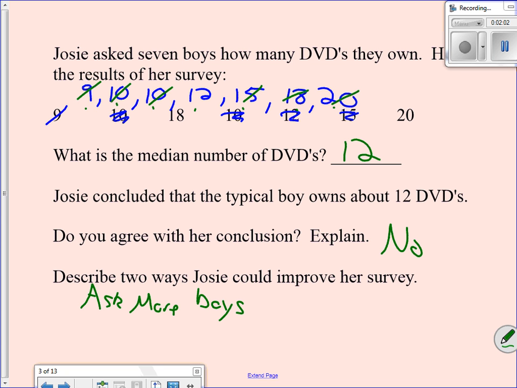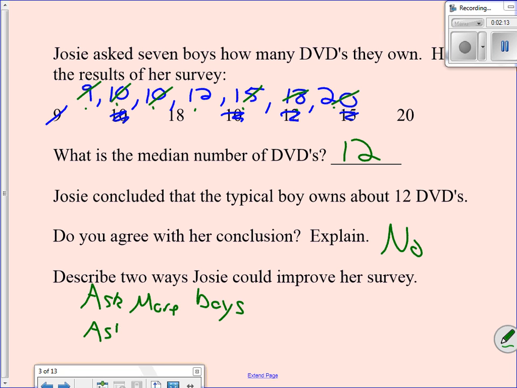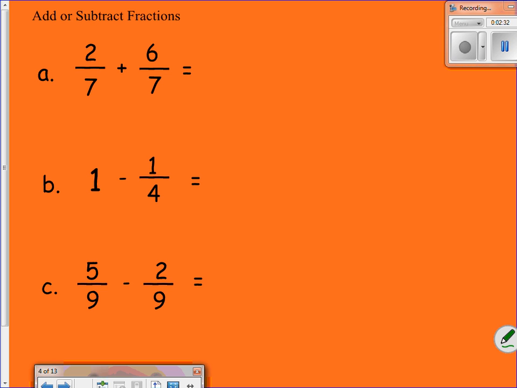Okay. Another thing, what could she do? The typical boy owns about 12 DVDs. Also ask different ages of boys, right? A 5th grader might own more DVDs than a 1st grader. A 20-year-old might own more DVDs than a 10-year-old, okay? Keep those in mind. Let's keep going here.